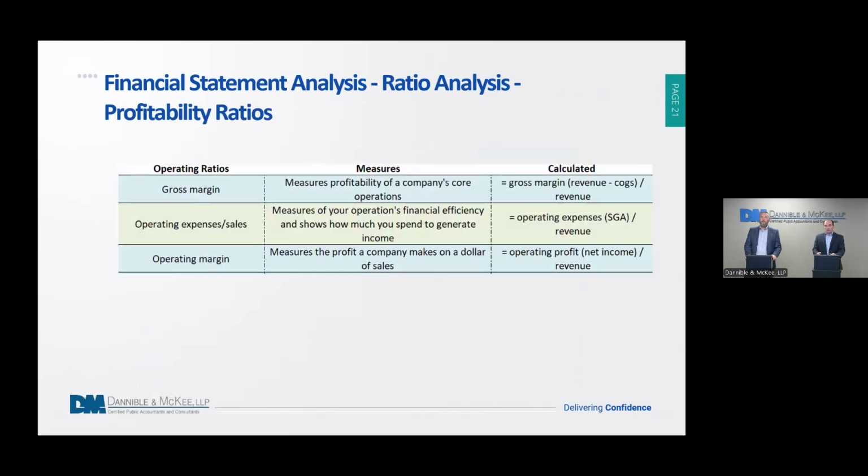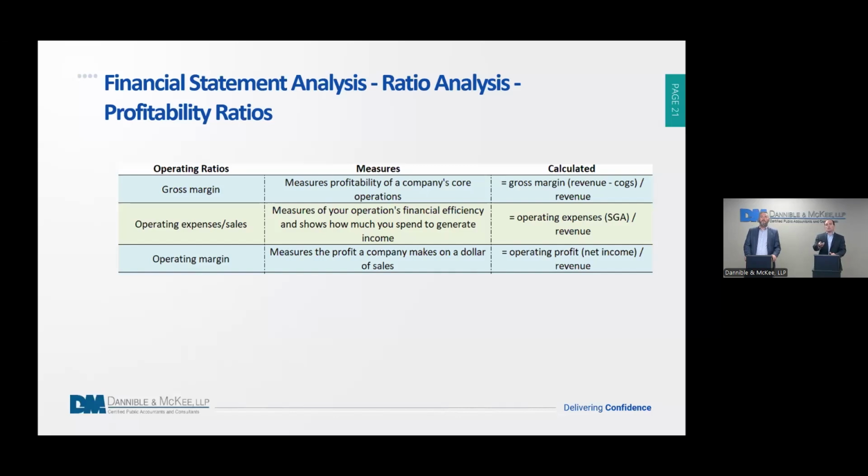Moving on to profitability ratios. So these are really three big ones that everybody's looking at. You've got your gross margin, operating expense divided by sales, and then your operating margin. So your gross margin measures the profitability of the company's core operations. You're basically taking revenue minus your direct cost and dividing it by revenue to come up with your gross margin.